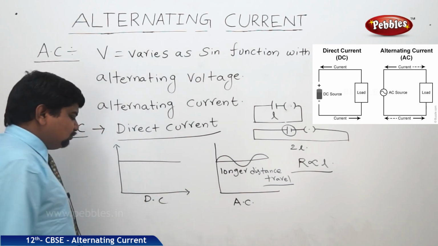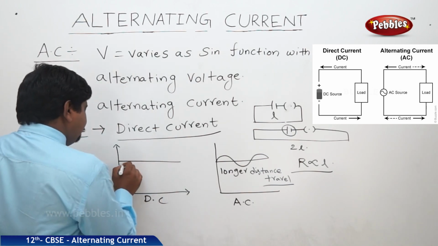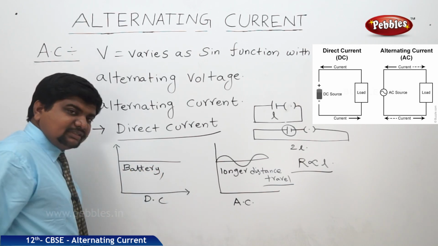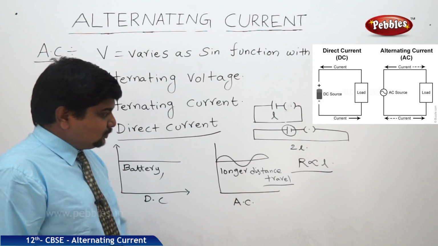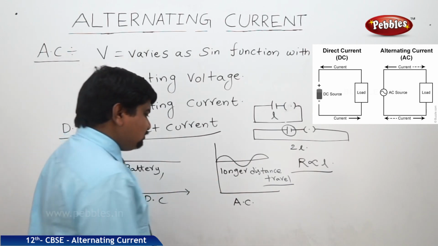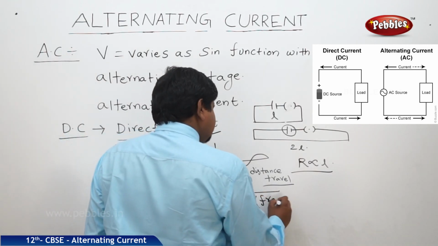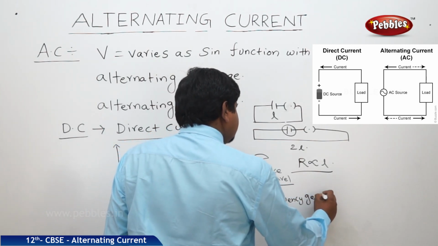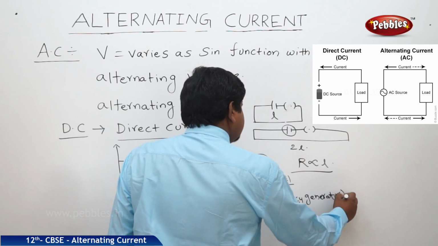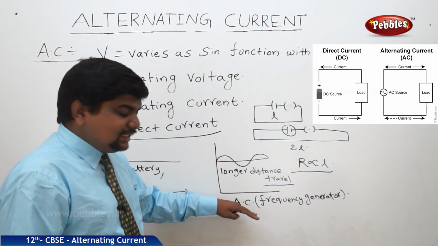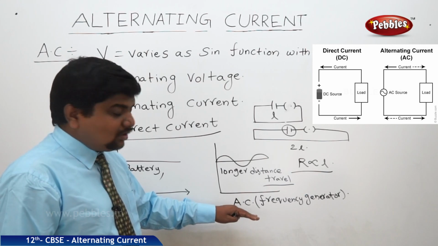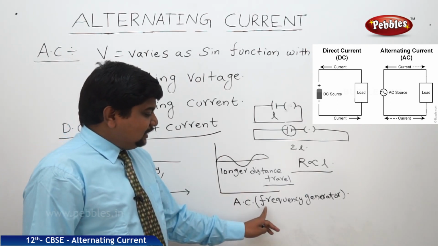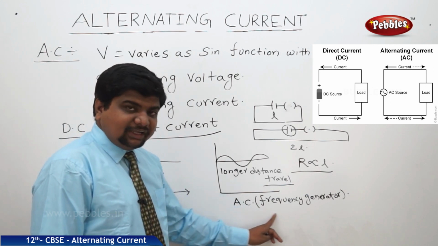What are the objects in which we can see DC current flow? A battery is the best example of a DC power source. For an AC power source, a frequency generator. So the alternating current we are experiencing in our homes, offices, and the different areas we see in our daily life always possesses some frequency.